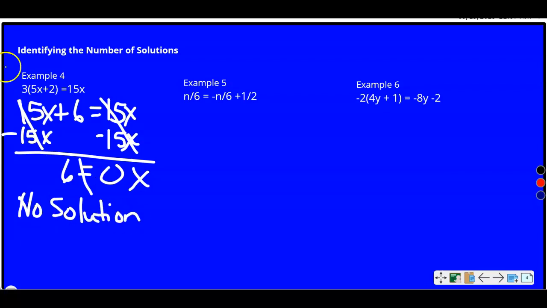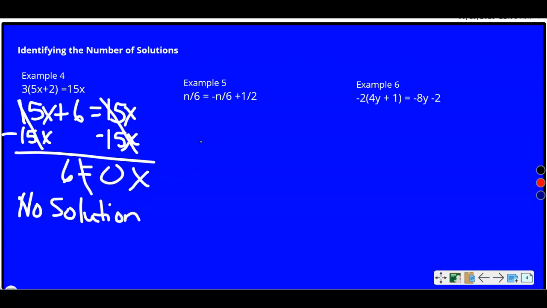All right, so when it says identifying the number of solutions, a lot of times we get one answer, sometimes we get no answers, and sometimes we get infinitely many. So for this one, 6 cannot equal 0, so there's no solution.